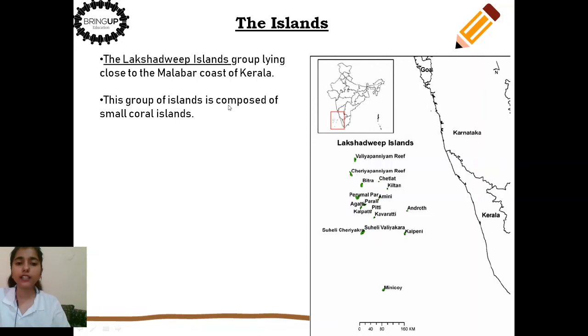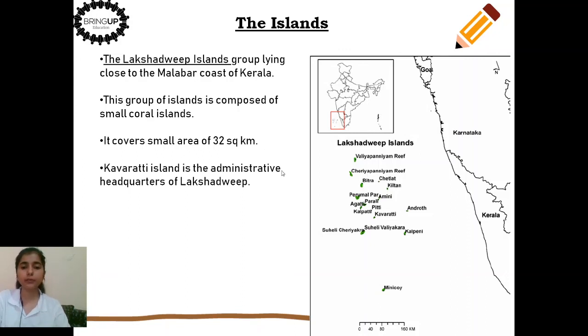This group of islands is composed of small coral islands. Well, coral islands are those which are the sediments brought down by the marine creatures. So it is a group of islands which is composed of small coral islands. It covers a small area of 32 square kilometer. Well, you can see clearly in the map that it doesn't cover a large portion, but it covers only a small area in the Arabian Sea.